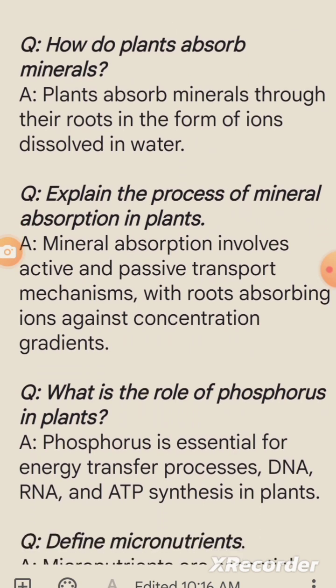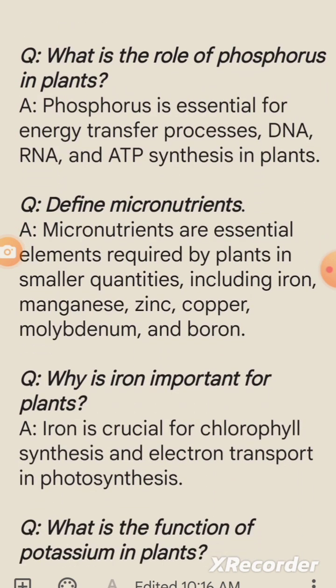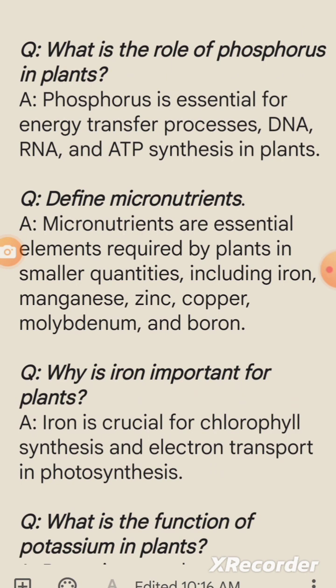Question: explain the process of mineral absorption in plants. A. Mineral absorption involves active and passive transport mechanisms, with roots absorbing ions against concentration gradients. Question: what is the role of phosphorus in plants? A. Phosphorus is essential for energy transfer processes, DNA, RNA, and ATP synthesis in plants.